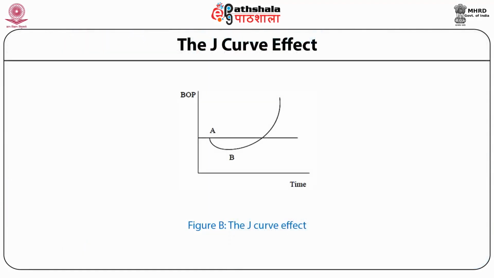The J-curve effect illustrates that in the short term, a depreciation of the currency can initially worsen, that is, from A to B, the current account balance before it improves its position, that is, to the figure B. This is due to the low price elasticity of demand for imports and exports in the immediate outcome of an exchange rate change. It is shown in figure B, where one axis represents the balance of payment and the other represents time.